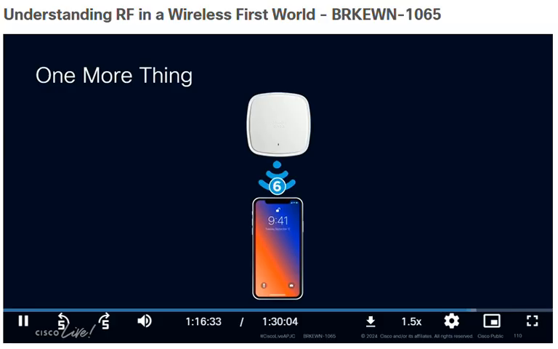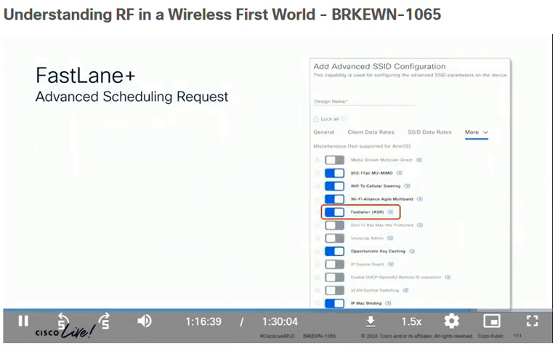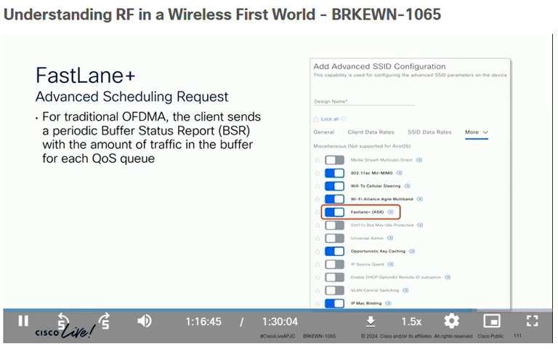For Wi-Fi 6, looking at OFDMA, we created a new capability called Fastlane Plus. And this ties into something that we call the advanced scheduling request. But first, let's take a quick step back and think again about how OFDMA works. Remember what I said: I now can have multiple devices pile onto my frame with the resource units.